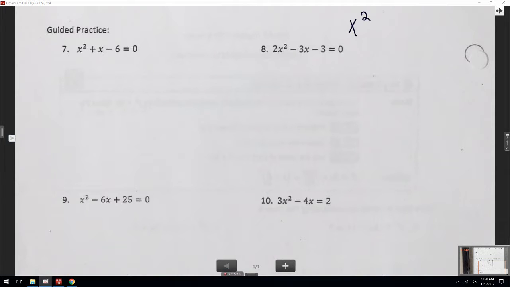I gotta divide by this 2, right? x squared, yeah, x squared minus 3 over 2 x, and then minus 3 over 2, right? But can you go ahead and add that minus 3 over 2 to the other side? Can you do that? So that would be equal to positive 3/2. Very good. Everybody okay so far?